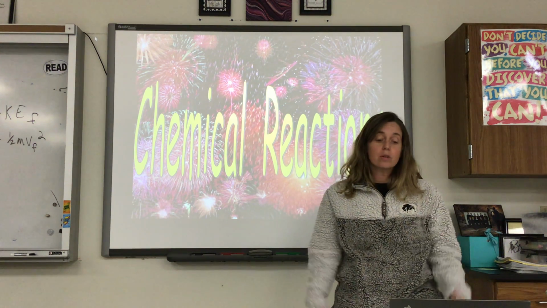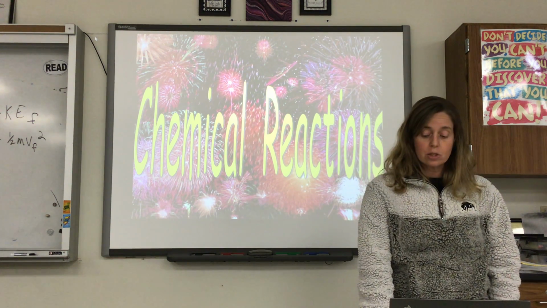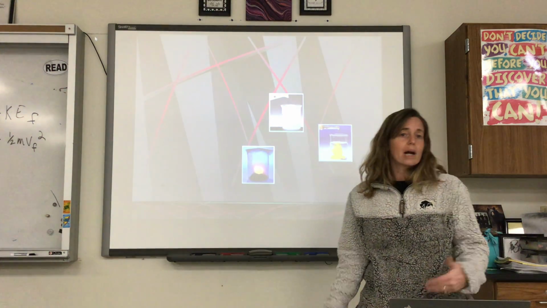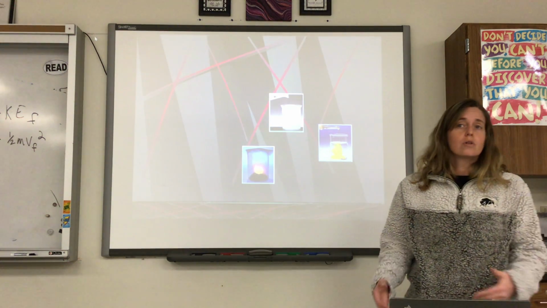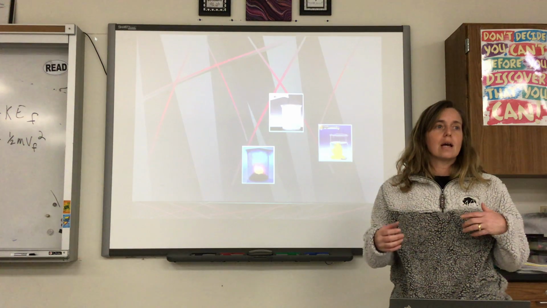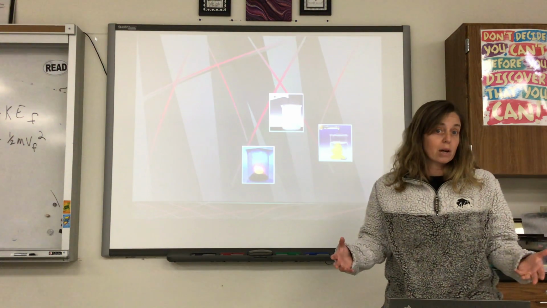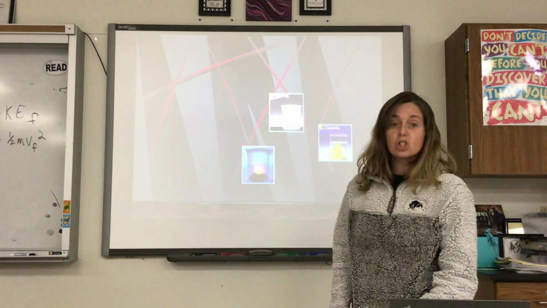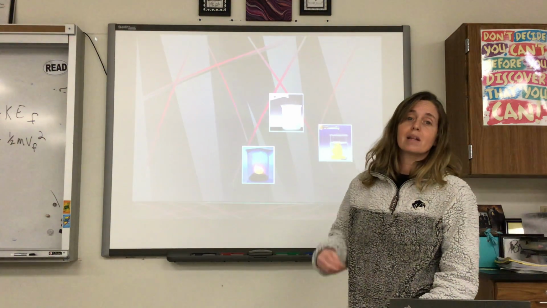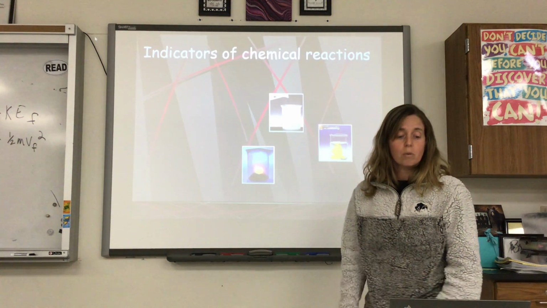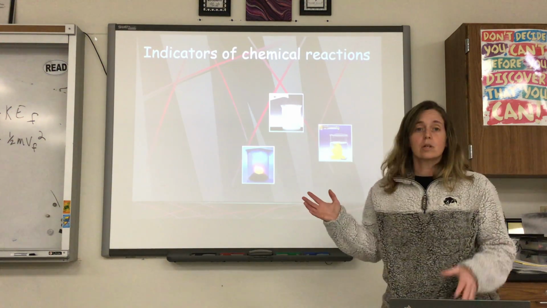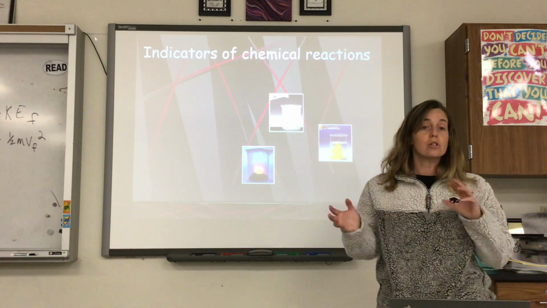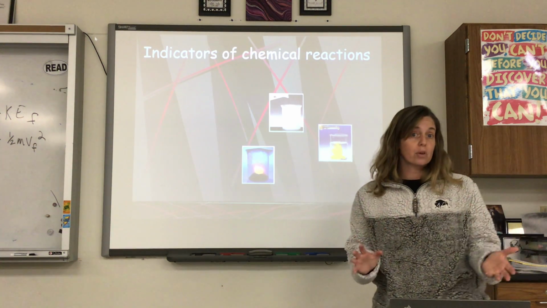So the first thing we're going to start off with in chemical reactions is, how do you know when a reaction has taken place? What makes a reaction, right? So how do you know something's changed? Remember, chemical change is something that has to change. So there are indicators that you can identify as to how they're going to change.